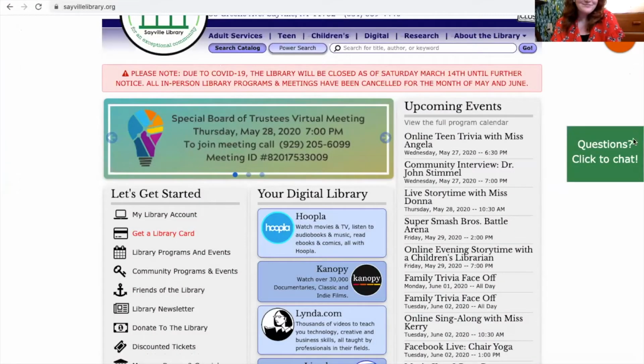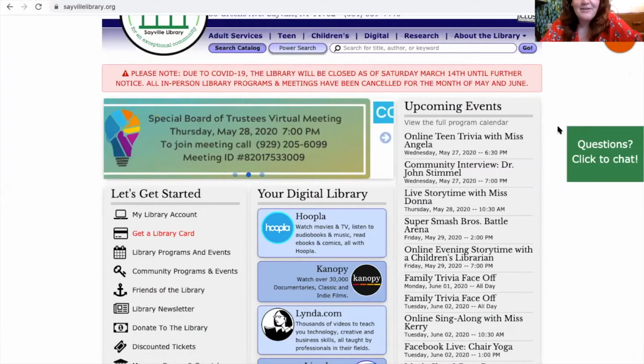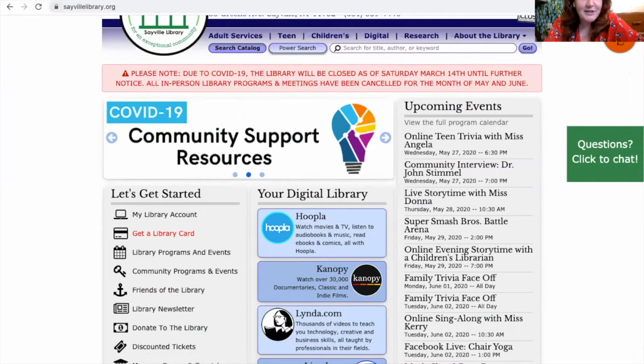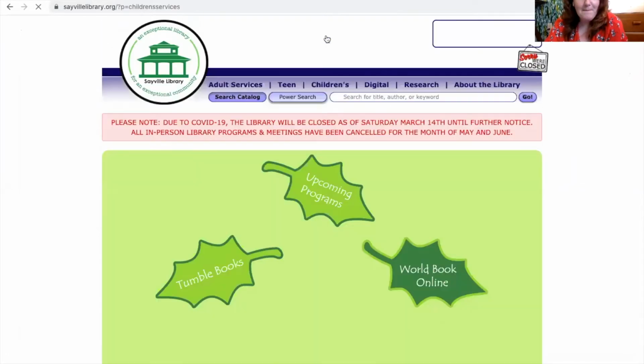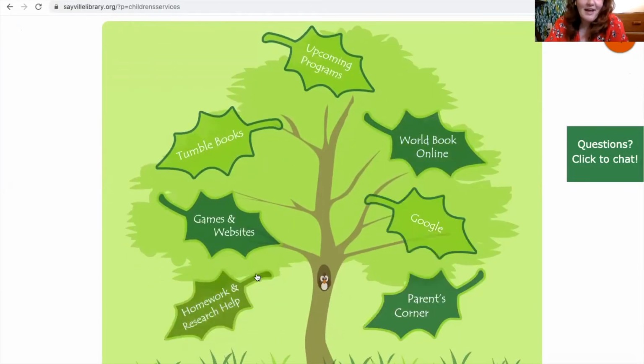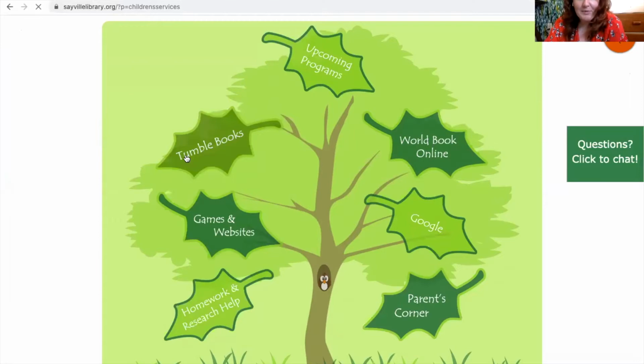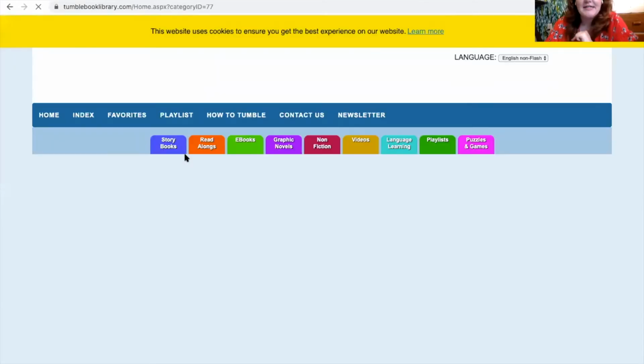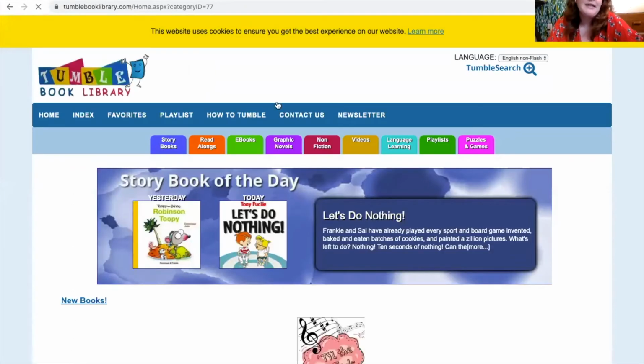So I will show you how to access that library resource right now, and then we'll jump right into our reading. Okay, so we start on the Sayville Library homepage, which is sayvillelibrary.org, and we're going to jump directly to the Children's tab. And on here, we see a little tree, just like the tree we have in person at the library. We're going to click on Tumblebooks. So this will bring us to the direct Sayville Library patron link. We go to eBooks.